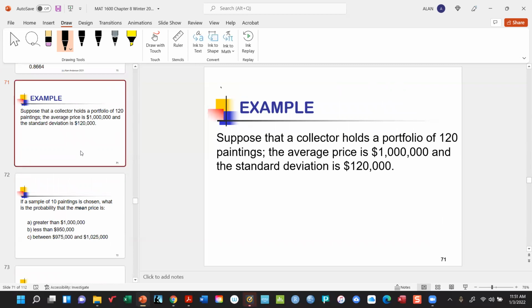now we're going to do another one where this time we have a small population, only 120 paintings in this entire population. Mean is $1 million. And the standard deviation is 120,000. So what we'd like to do is take a sample of, in this case, 10 of those paintings. And we're going to calculate some probabilities for their mean values, that is. All right, so let's do that.